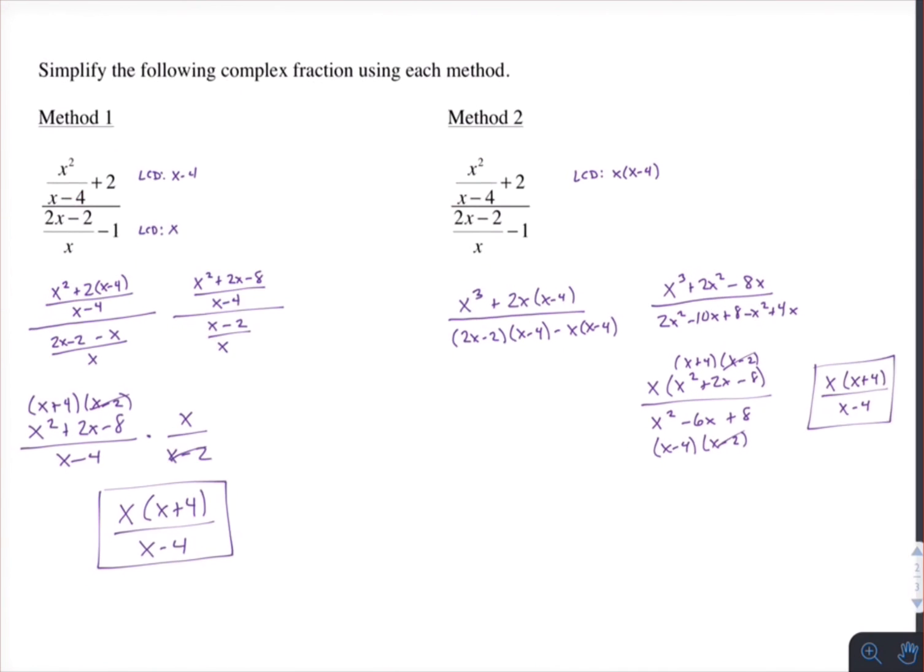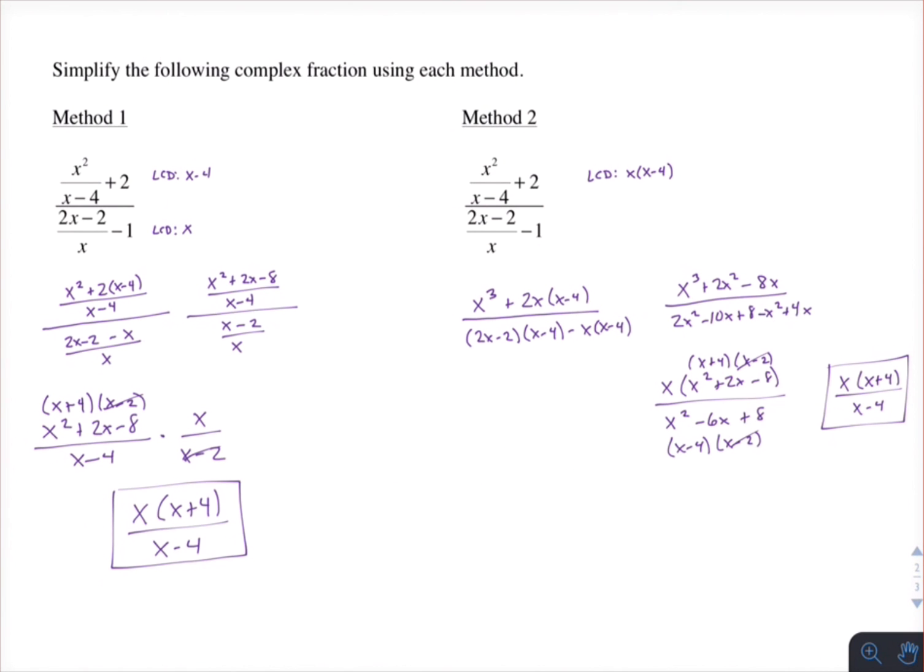All right, same result as before, just a different method. You can decide which of the two you like best. There are certainly times where one is more efficient than the other, and with practice, I think you'll figure that out. All right, take care.